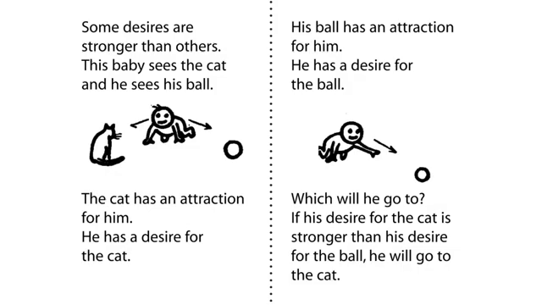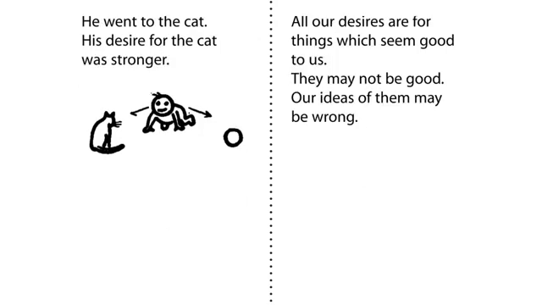Some desires are stronger than others. This baby sees the cat and he sees his ball. The cat has an attraction for him. He has a desire for the cat. His ball has an attraction for him. He has a desire for the ball. Which will he go to? If his desire for the cat is stronger than his desire for the ball, he will go to the cat. He went to the cat. His desire for the cat was stronger.